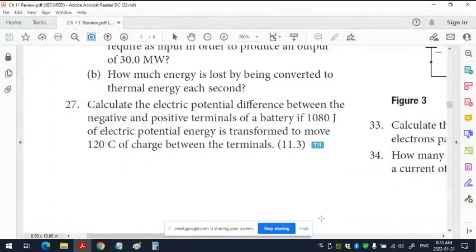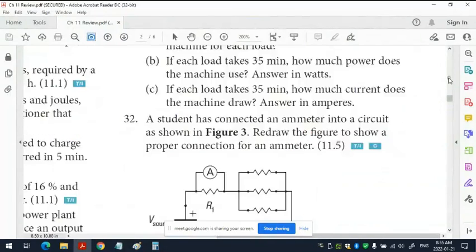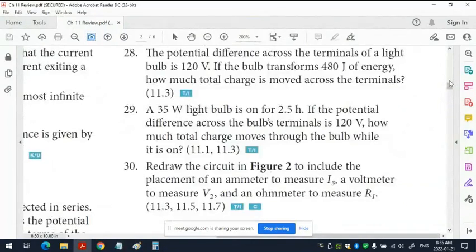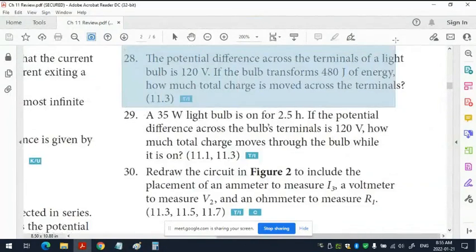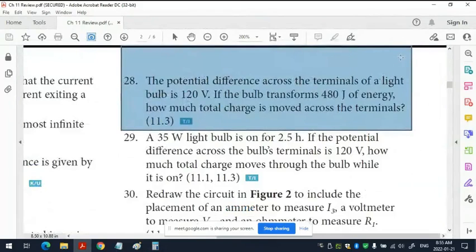28. Okay. Potential difference across the terminals of a light bulb is how much? If the light bulb transforms or uses up 480 joules, how much total charge has passed through? Is it the same equation still? Yes, just a different algebra.